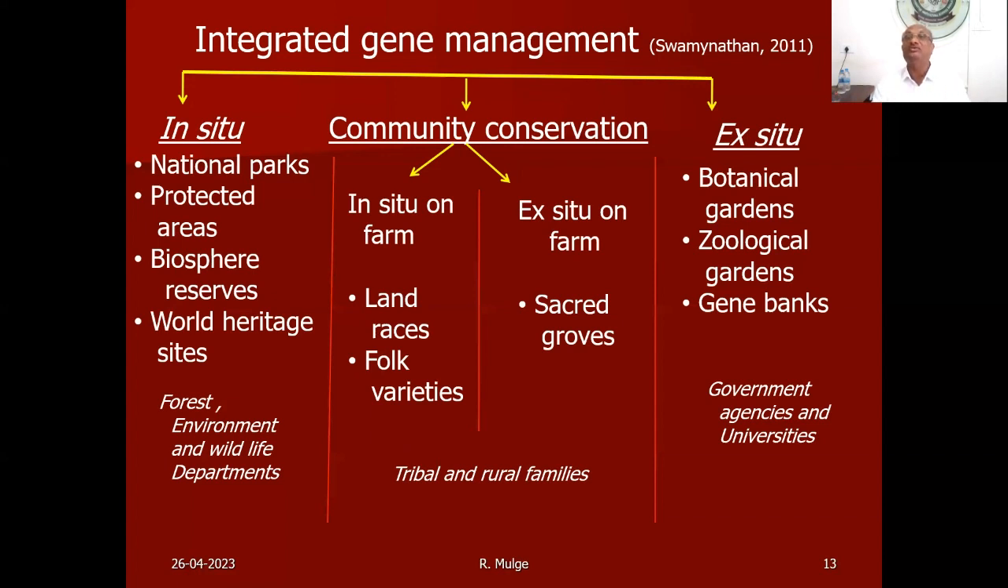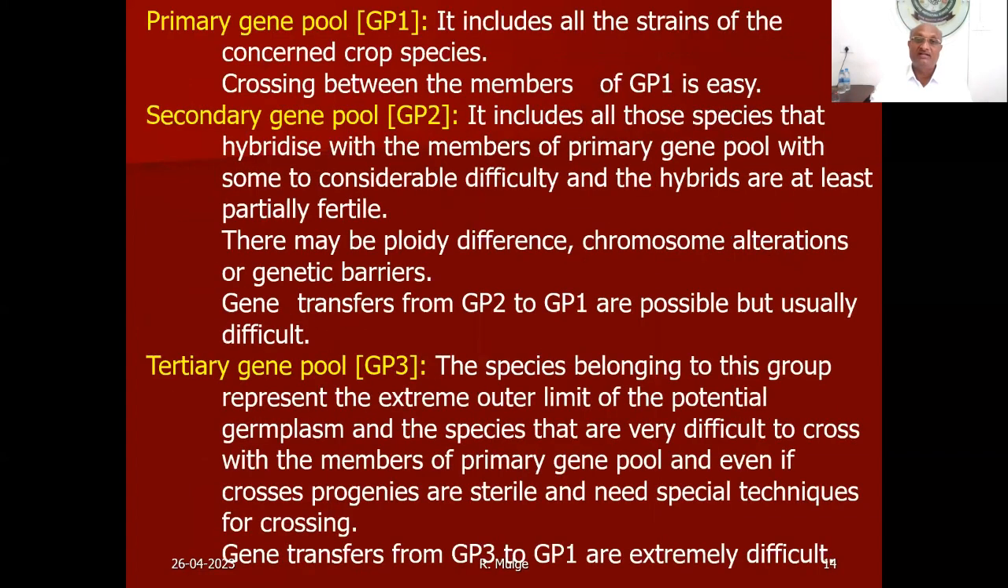You are allowing those species to be there, cultivated there. And annuals, you have to replant every so often. Whereas perennials, you have to maintain those trees continuously. Gene banks, government agencies and universities can do this. This is the effort, it is required.